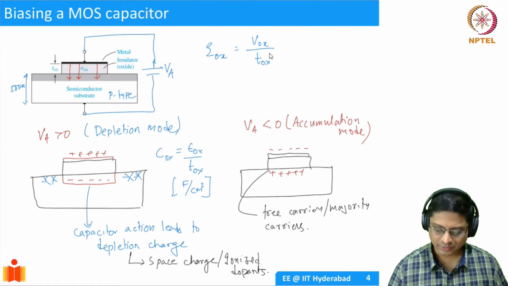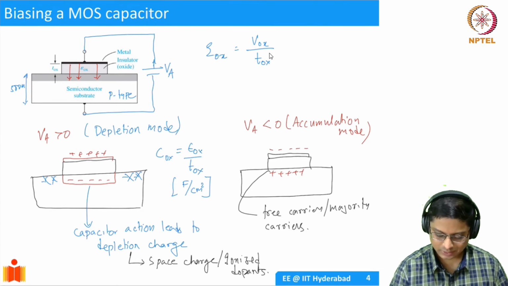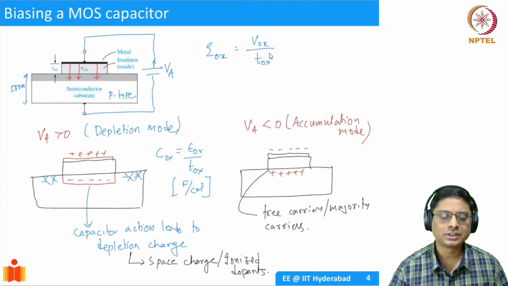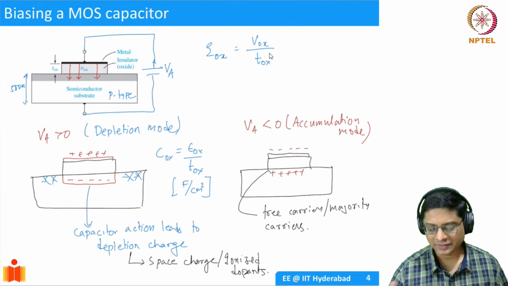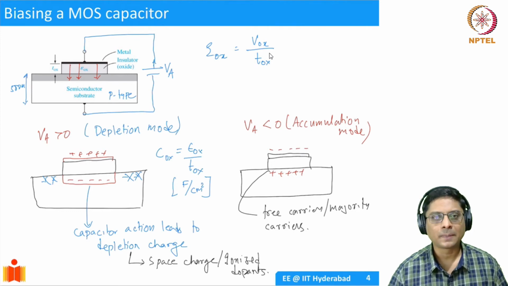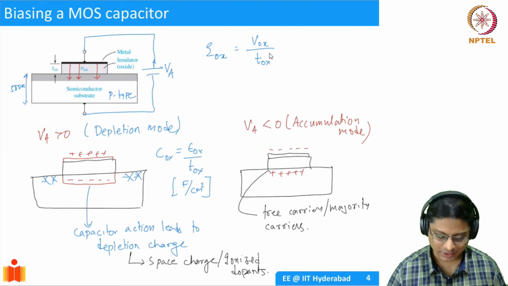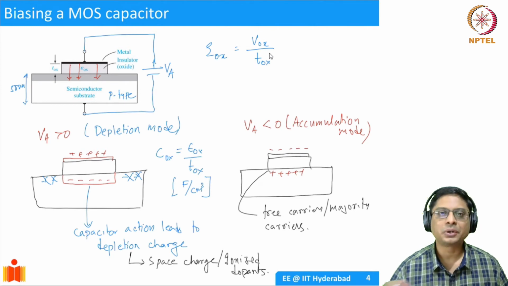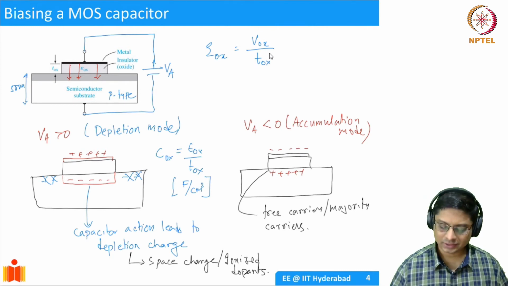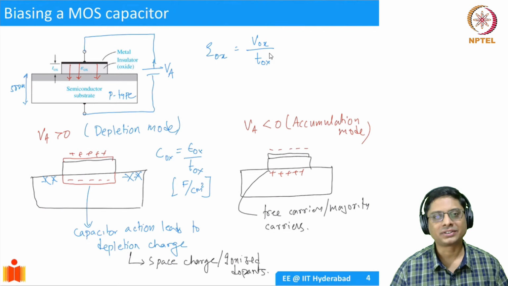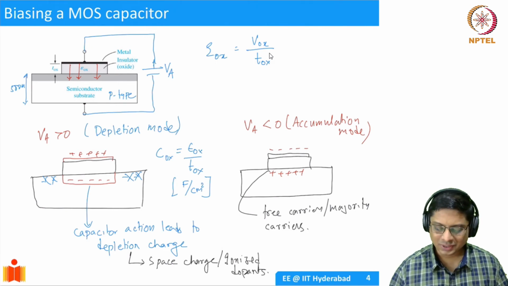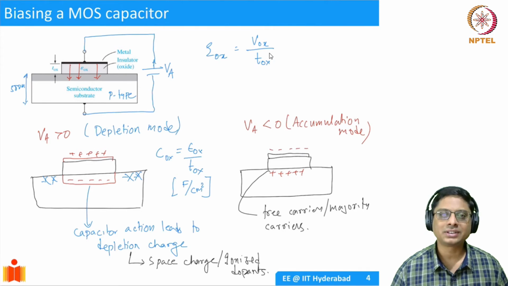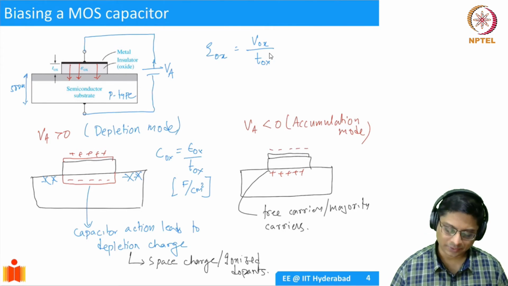All right. So we were talking about the depletion and the accumulation mode. And we said that if you have a negative voltage applied on the gate, by the way, the metal is called a gate, it will create accumulation of carriers in the substrate. This accumulation or depletion is dependent on the type of the substrate.